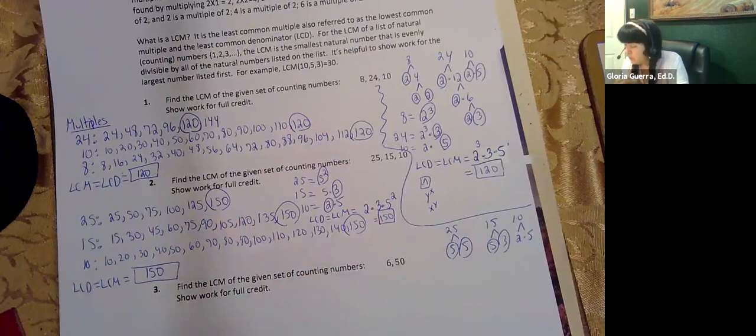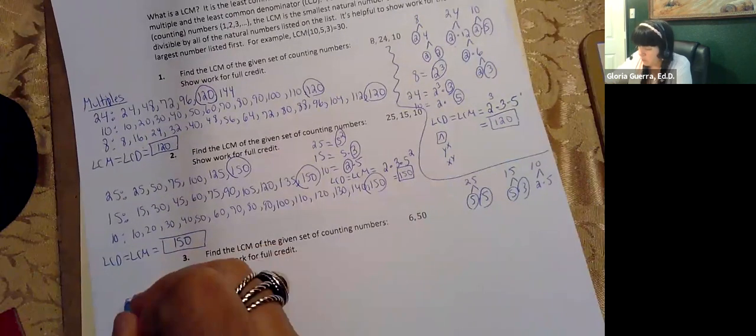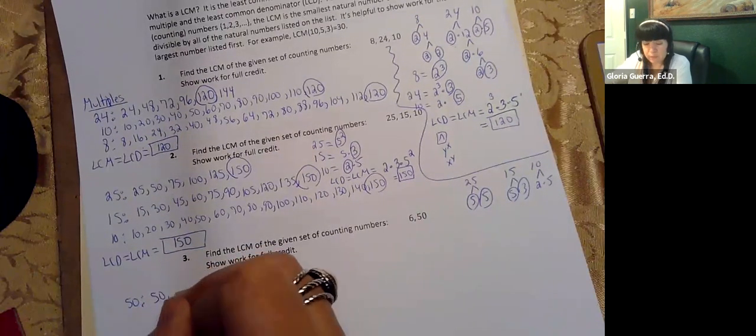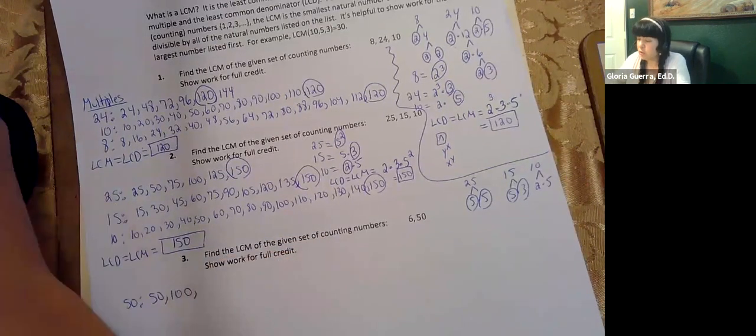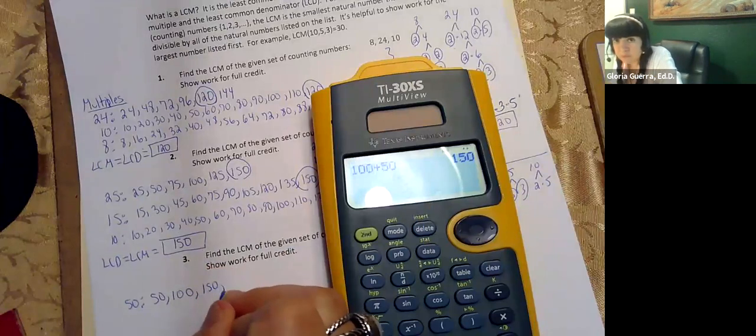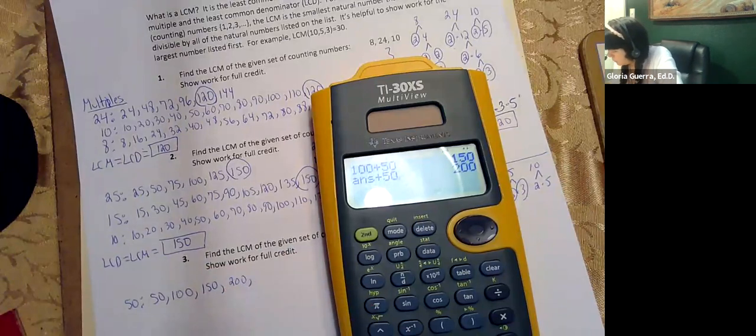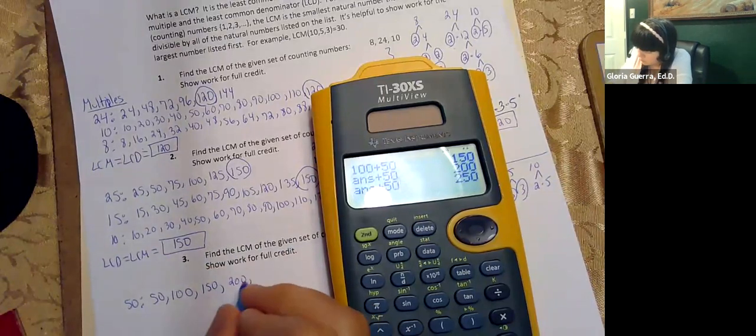Number 3, find the LCM of the given set of counting numbers. Okay, so 6 and 50. I start with 50 first. 50 times 1 is 50. 50 times 2 is 100. You notice the multiplication chart only goes up to 30, so you're just adding 50. If I do 100 plus 50, that's 150. Plus another 50, that's 200. Plus another 50, that's 250.